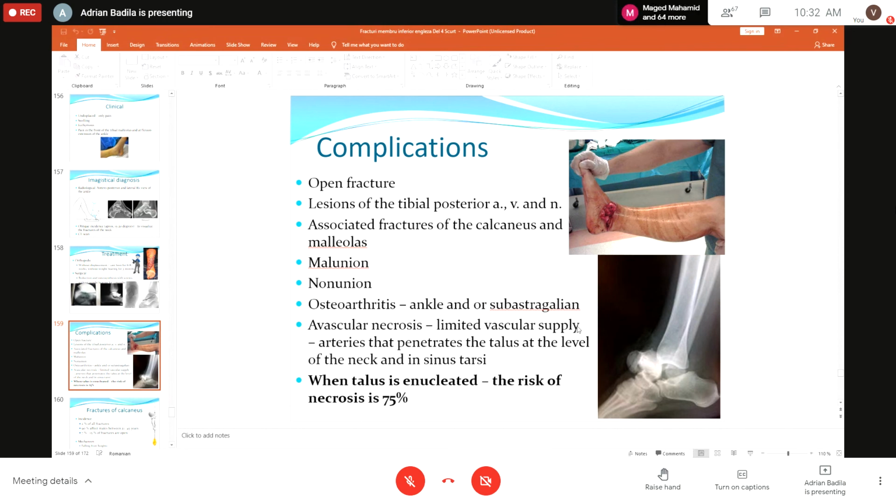When the talus is enucleated, that means that the talus leaves the space between the tibial pylon and the calcaneum, as in the Eric's view, the risk of necrosis is very, very high. It's around 75% of cases.